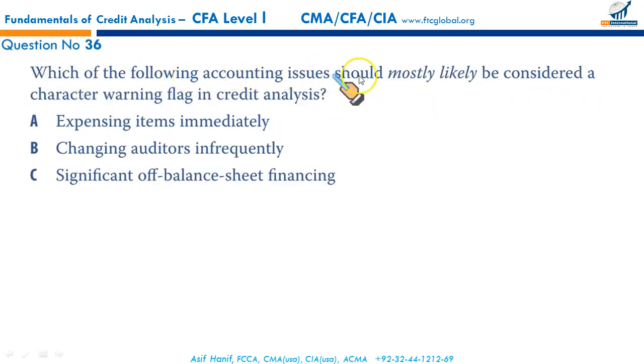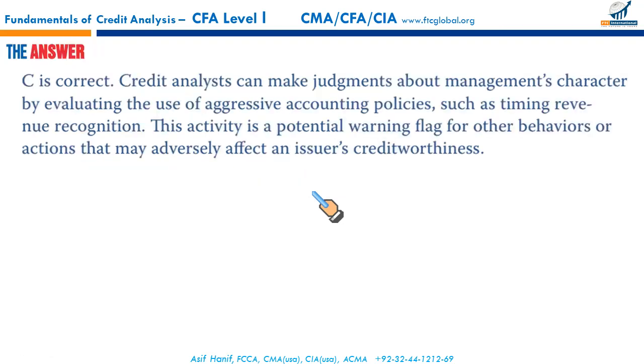Which of the following accounting issues should most likely be considered a character warning flag in the credit analysis? Expensing items immediately, well, that's not a cause of concern. That's conservative accounting and it's fine. Changing auditors infrequently, that's good too. Frequent change would have been a cause of concern, that maybe the management is trying to cook the books, and that's why there are disagreements between the management and the auditor, and auditors are changing frequently. So A and B are not an issue for me. Significant off-balance sheet financing, that's aggressive accounting, and that's a character warning sign. Look no further, C is the right option.